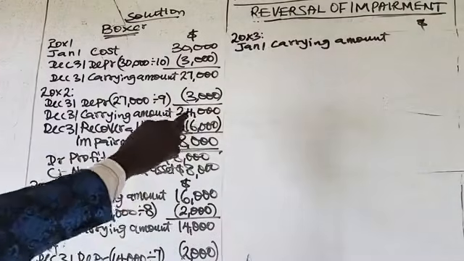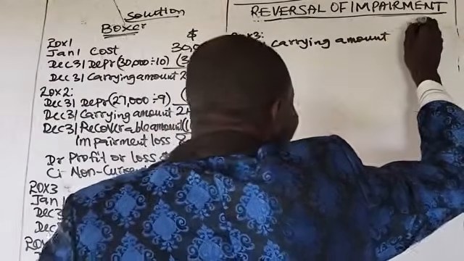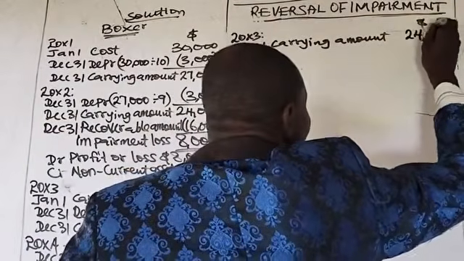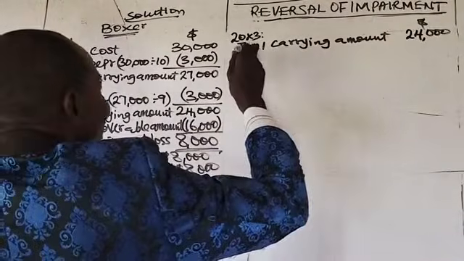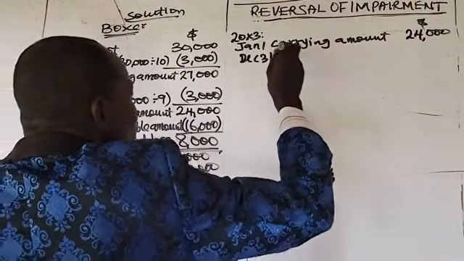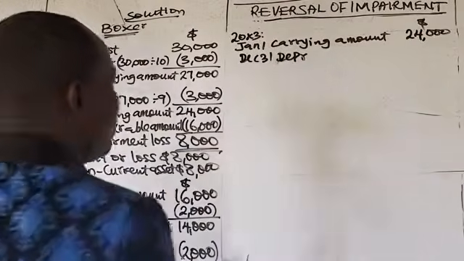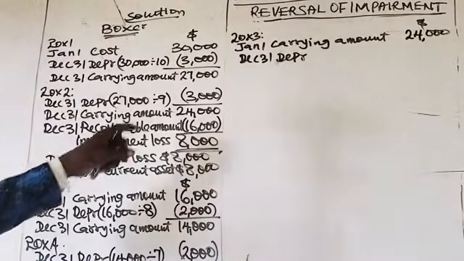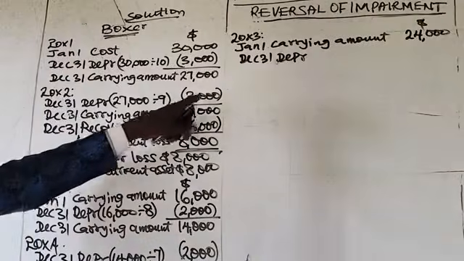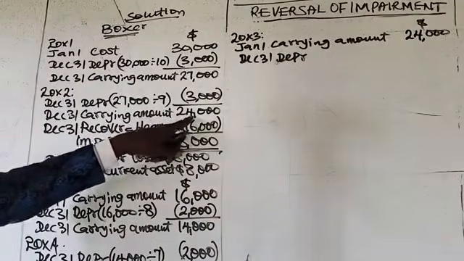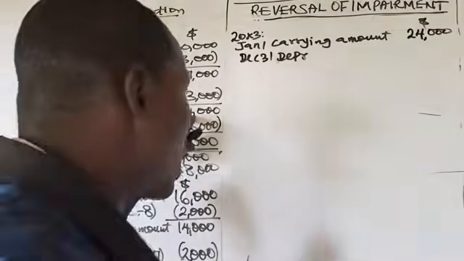So we want to have this as the opening balance in 20x3, as if this asset hasn't been impaired at all: 24,000. Then as at December 31st, the depreciation will be charged for the year. Remember, depreciation for 20x1, 3,000, and depreciation for 20x2, 3,000 has been charged. Only 2 years depreciation have been charged out of 10 years life.